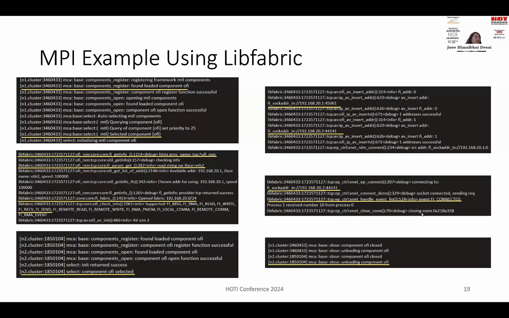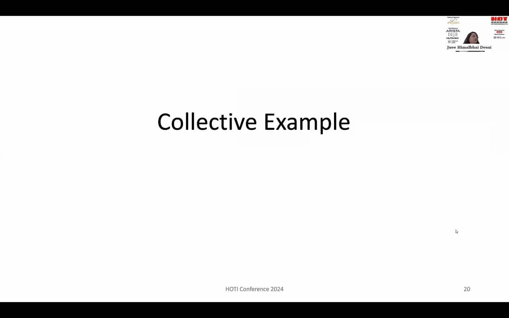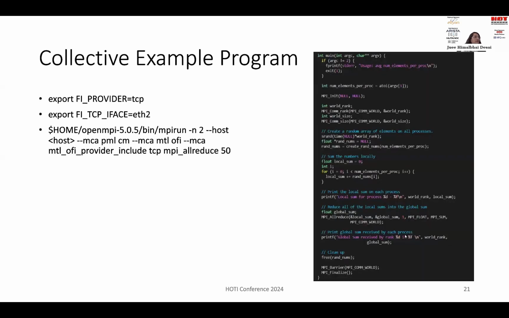So this is how MPI send and receive calls flow into the Libfabric calls. And after our connection and everything is done here, we just unload the OFI component from both nodes. So this was a basic example using MPI send and receive. Now I would like to show a collective based example, that is an MPI all reduce example. So let's see how we do that.